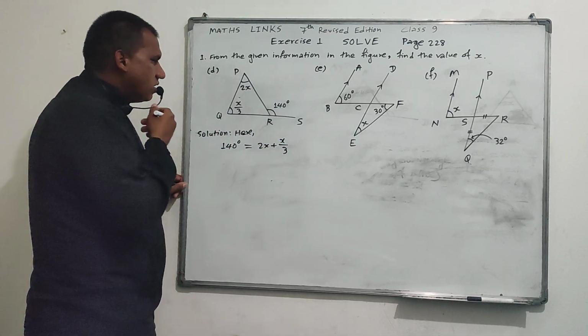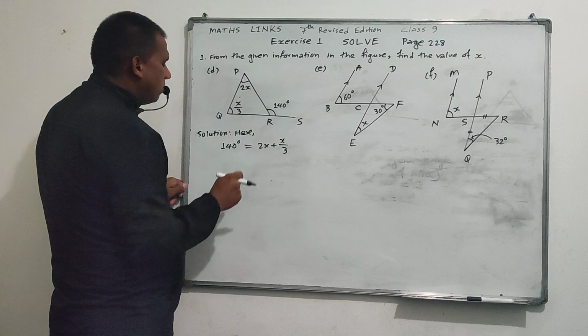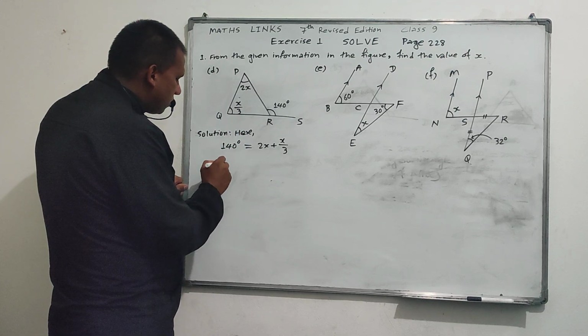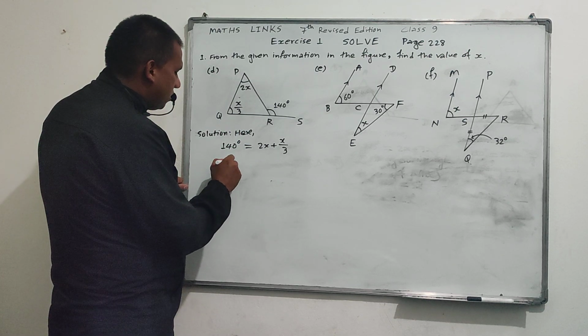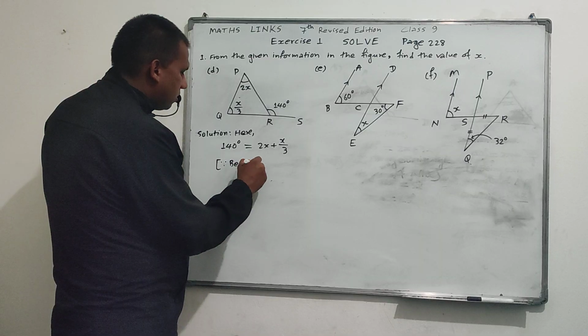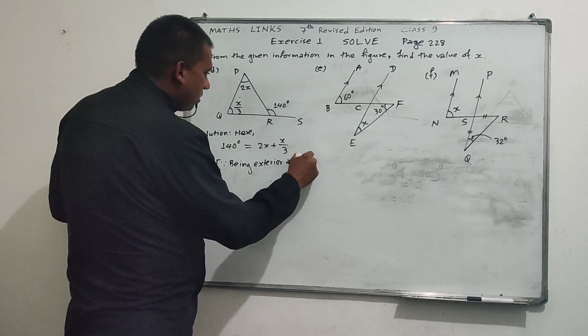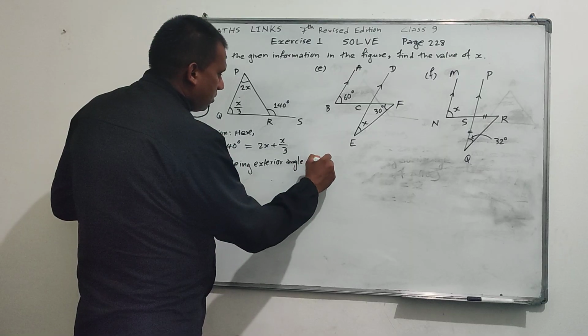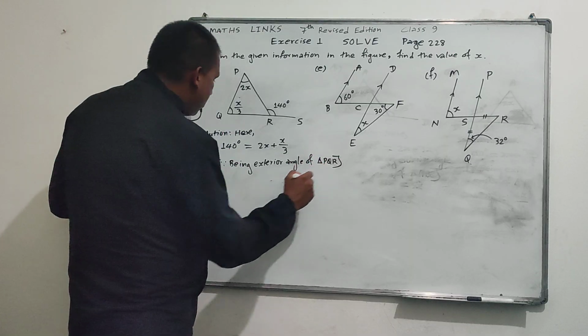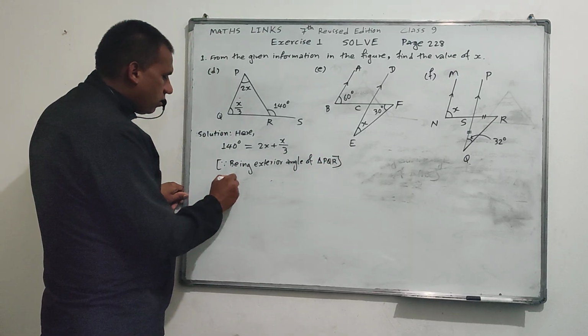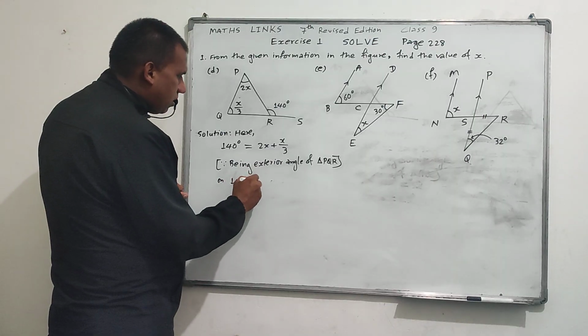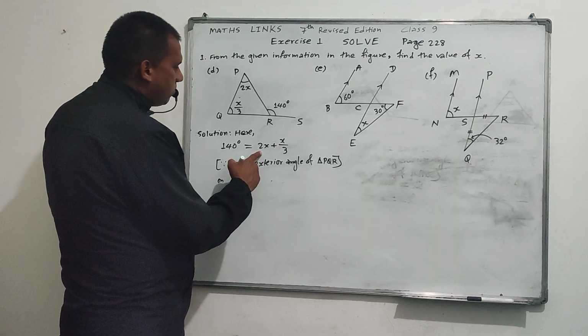Since exterior angle is equal to the sum of two opposite interior angles. We have mentioned reason being exterior angle of triangle PQR, or 140 degrees equals 2x plus x by 3.